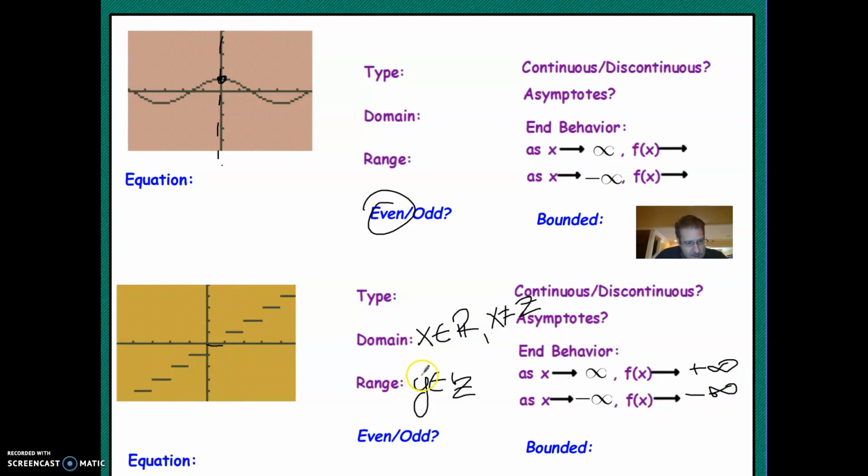And this is an odd function, it looks like. No, it's not. It's not an odd function. This is neither. It is not bounded because it goes up infinitely and down infinitely. And last but not least, this is like the only one that we've done that's been discontinuous, meaning that you cannot draw this without picking up your pencil. No asymptotes as well.